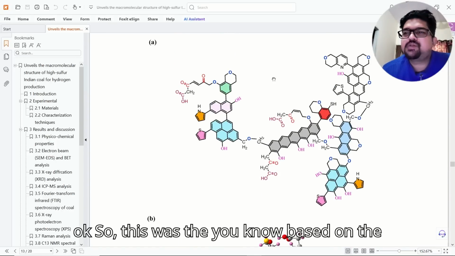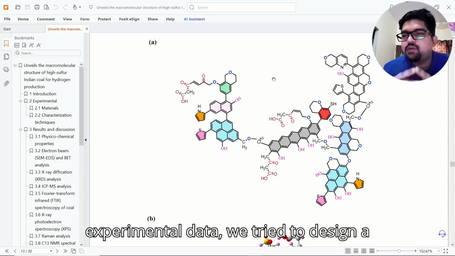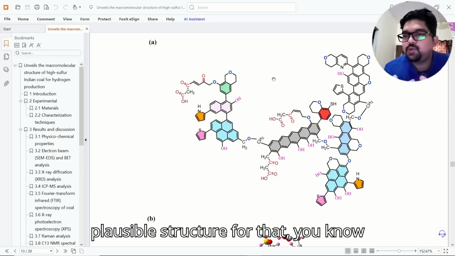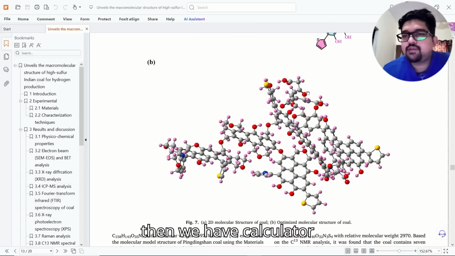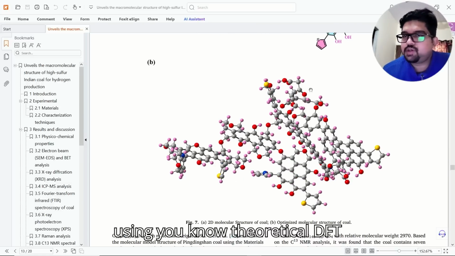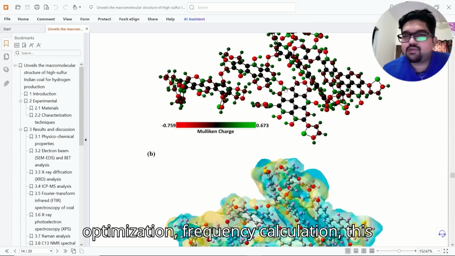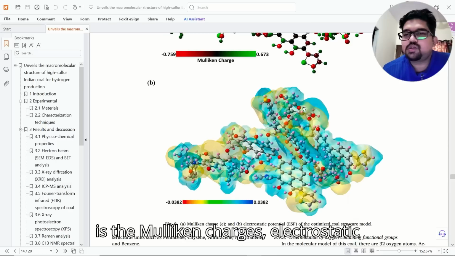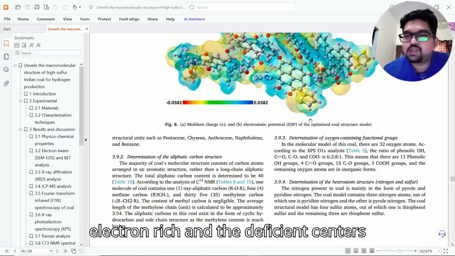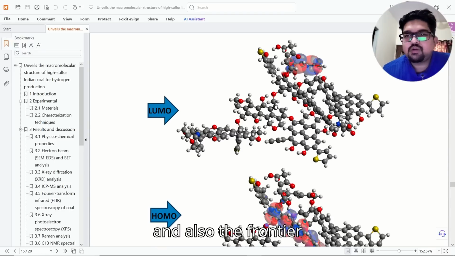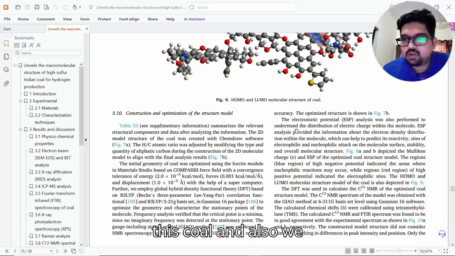Okay, so this was based on the IR spectra and all the other experimental data. We try to design a plausible structure for that data, and then we have calculated, using theoretical DFT calculations, the optimization and frequency calculation. This is the Mulliken charges, the electrostatic potential surface, which talks about the electron rich and deficient centers, and also the frontier orbitals, HOMO-LUMO of this coal.